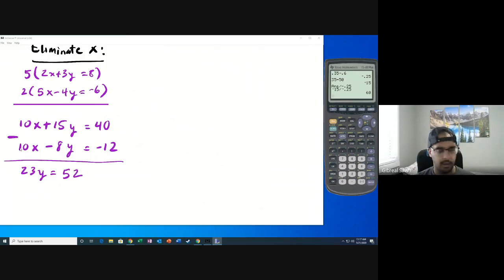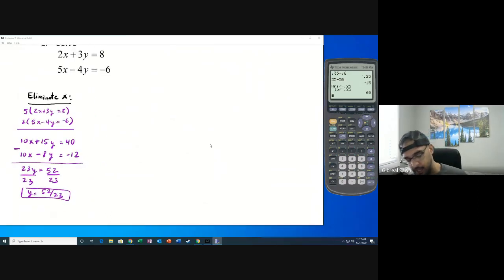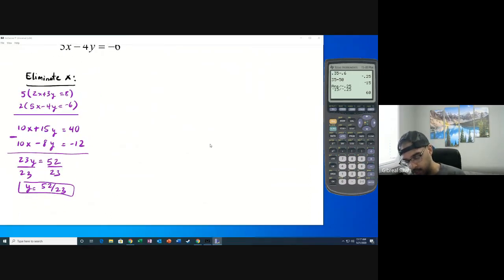Hope I did that right. I think I did. Yeah. Divide by 23. y equals 52 over 23. And again, not a nice number, but that is the one that is correct. Now I know what y is. Let's go eliminate y, and that should give us x.